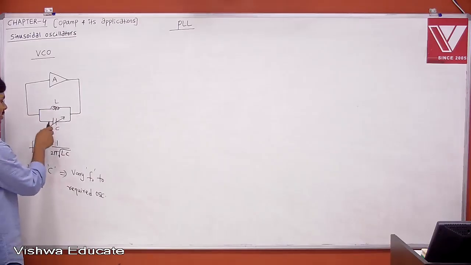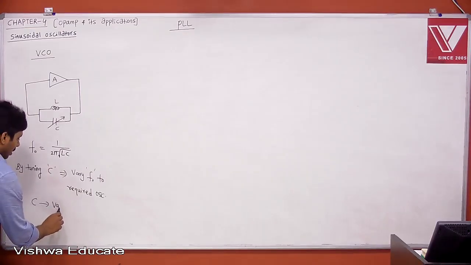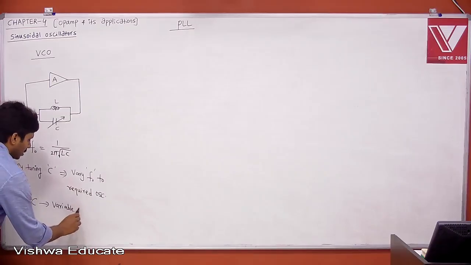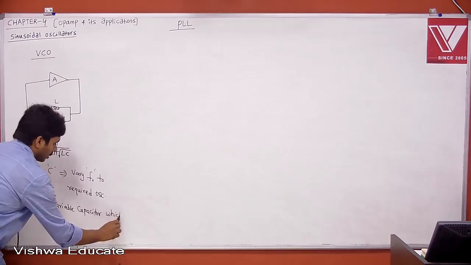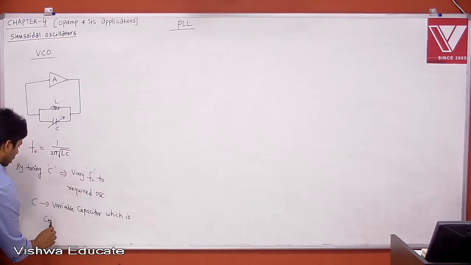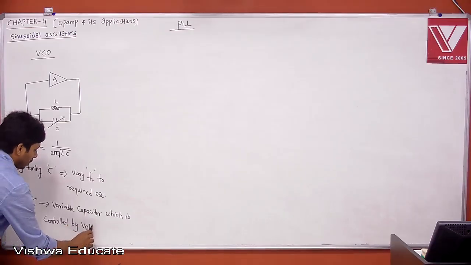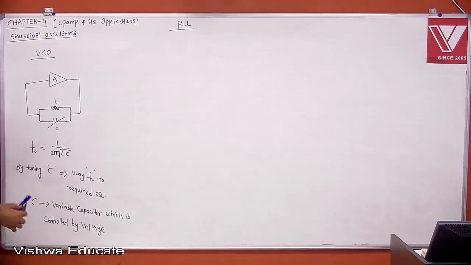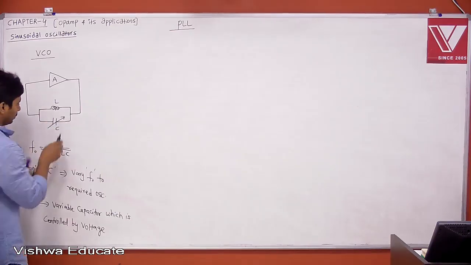But how will you change the capacitance? How will you change it? Therefore, we can take a variable capacitor, which is controlled by voltage. If it is controlled by voltage, then this is a voltage controlled capacitor. This is what is called a varactor. Then this is your varactor.